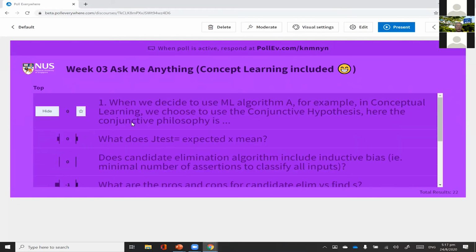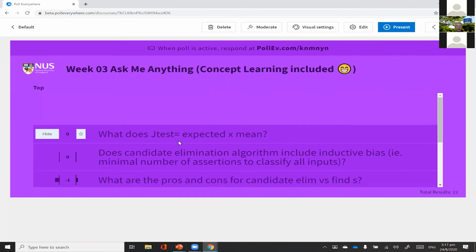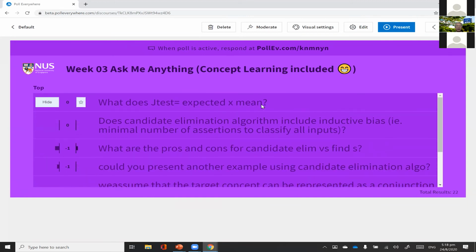What does J test equals expected mean? Well, this expectation of X, as you'll see later, if you don't know what expectation is, that is required math background, but basically it means what's the most likely value of X. In case you're not sure what that means, it means from all of the data possibilities, all of the possible rows of X, which ones are most common?